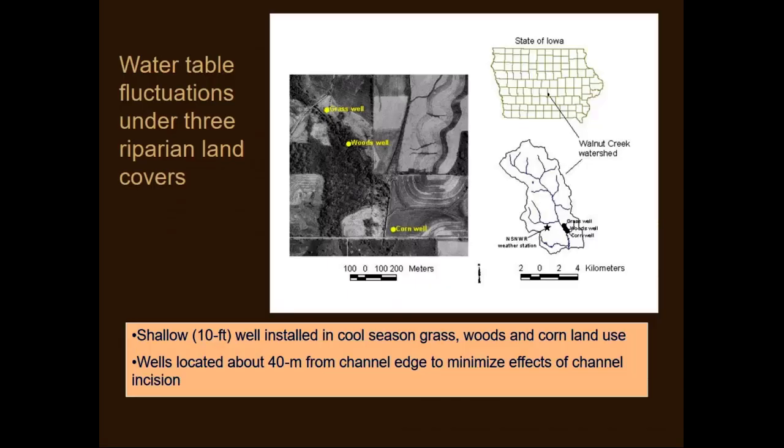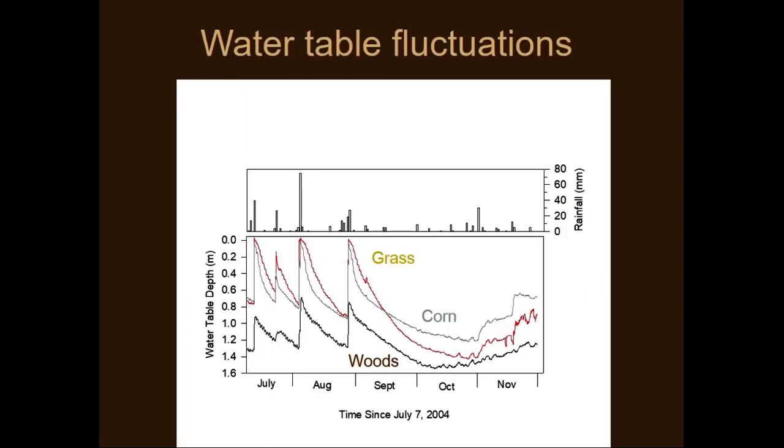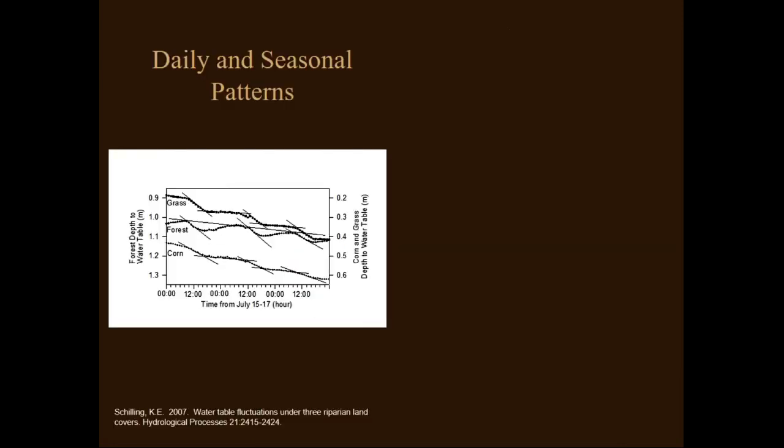Another example of ET was some work down at Walnut Creek in Jasper County at the Neal Smith National Wildlife Refuge. I put a series of wells here in the floodplain from a crop system, some woods, and then a reed canary grass area. You can see again here where we have fluctuations that occur, water table rise and then recession under grass, corn, and woods. Without getting into great detail, there's other work that's been published from that, but it's interesting.